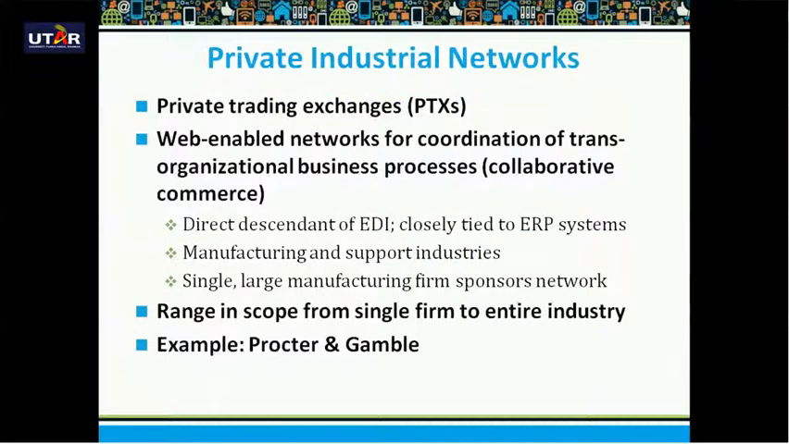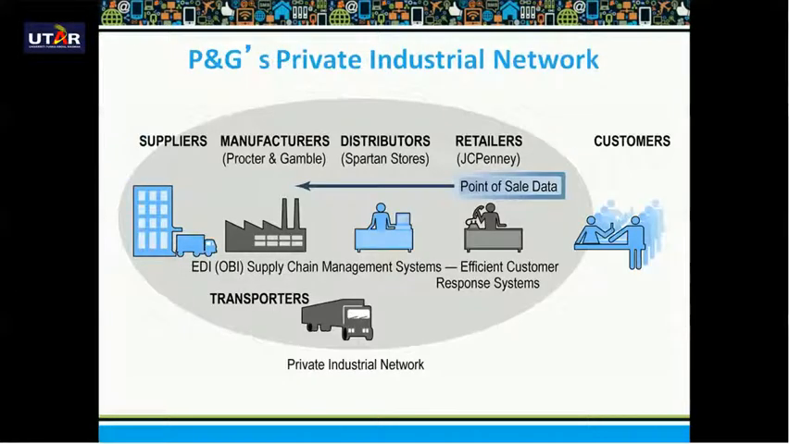And the next is about the private industry network. Private trading exchange, aka PTXs, web-enabled network for coordination of transactional business processes, collaborative commerce, direct design of EDI, close tie to ERP systems, and manufacturing and support industry. They are sponsored by a single large manufacturing firm, ranging in scope from a single firm to an entire industry. For example, Procter and Gamble, P&G.